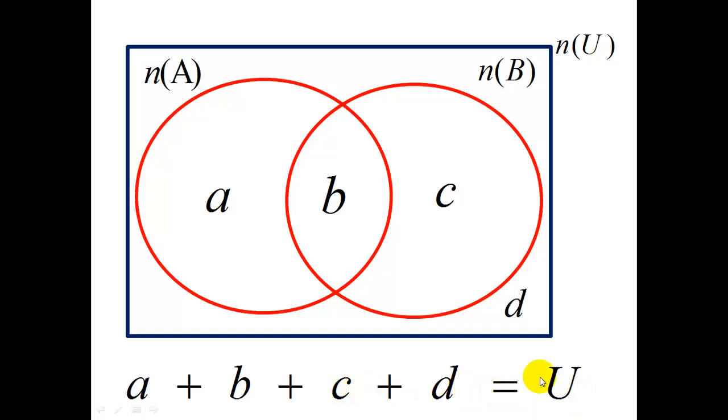Take note, if each student read at least one of the two subjects, then it means that the region D will be equal to 0. In that case, when we add the three regions A, B, and C, it must be equal to U. That is the situation whereby D is equal to 0.